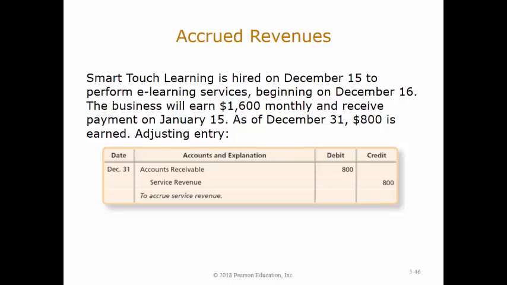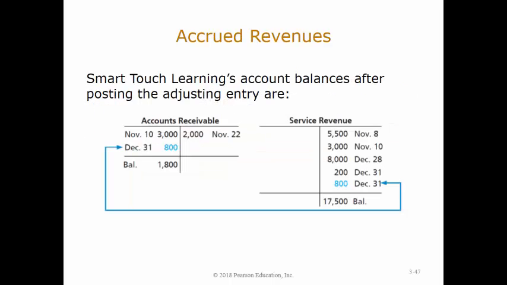Under this agreement, the business will earn $1,600 monthly and receive payment on January 15th. At the date of hiring, Smart Touch Learning does not record a journal entry because revenue has not yet been earned. During December, it will earn half a month's fee, $800 for work December 16th through December 31. The adjusting entry records the earned revenue and brings the balance of the service revenue account to $17,500. In addition, the adjusting entry records an additional $800 account receivable.